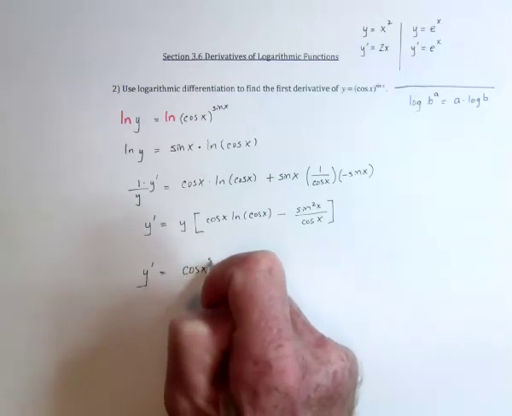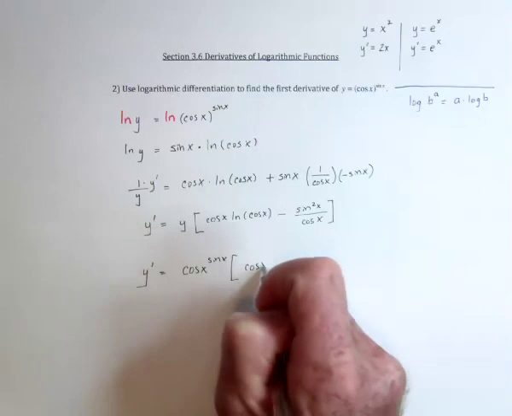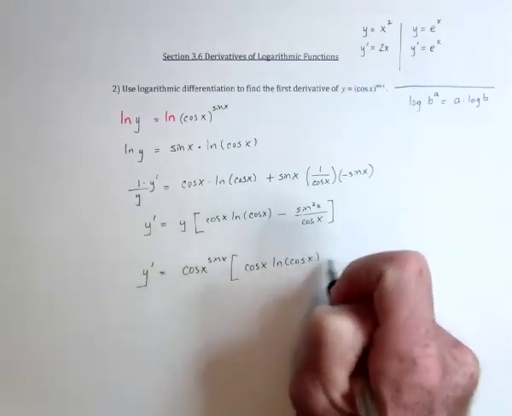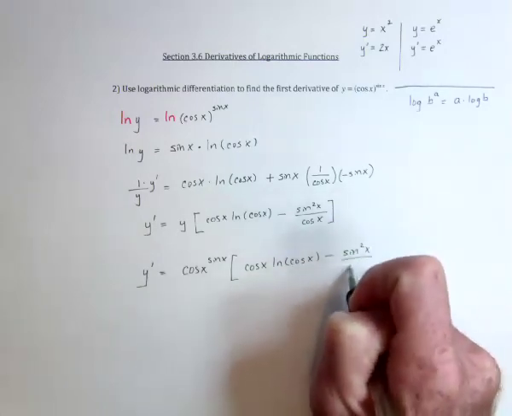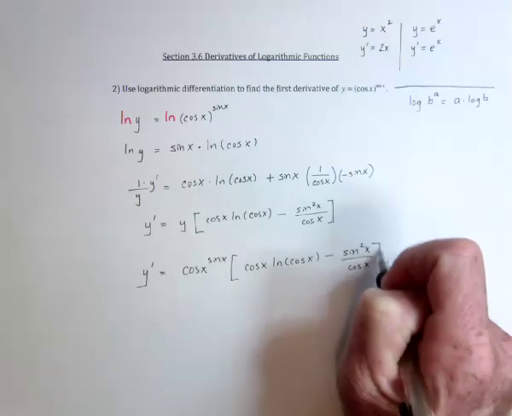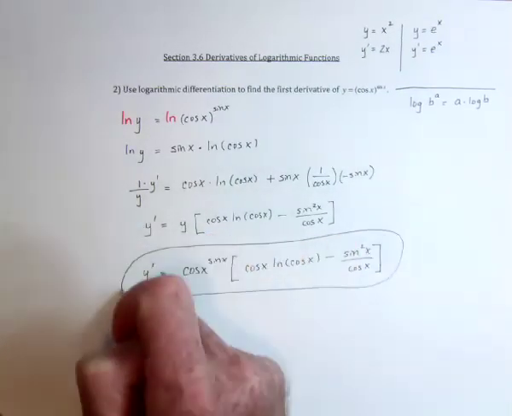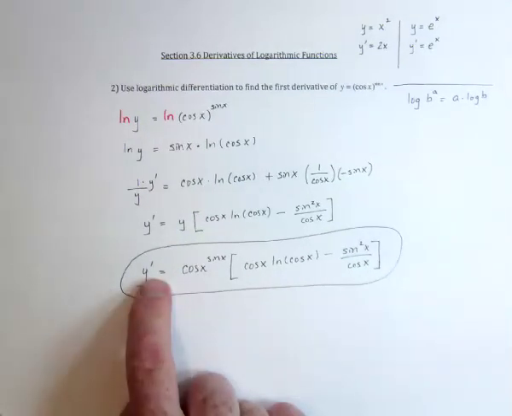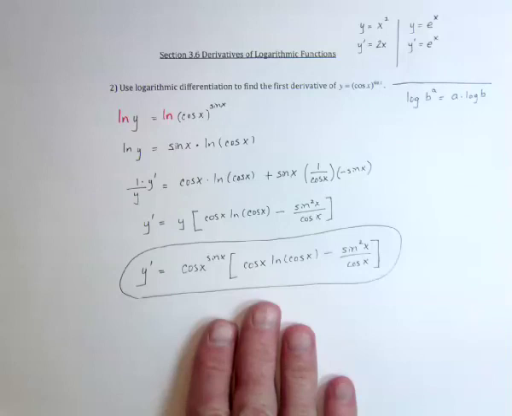So cosine of x raised to the sine of x gets multiplied with this stuff in the parentheses. And that's going to be the first derivative. And if you really want to have some extra fun, go ahead and take the second derivative, or in other words, the derivative of all this. Oh, darn, I don't have enough paper.